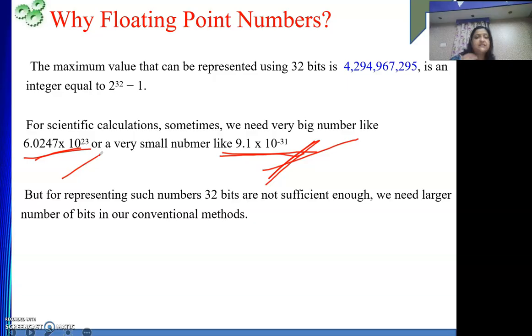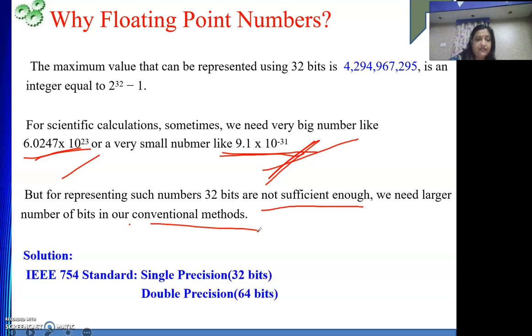But for representing such numbers, 32 bits are not sufficient in our conventional method of representing numbers, right? In binary, how we represent this will not be sufficient using 32 bits. Then to solve this problem, we have used one method. The solution is nothing but the IEEE 754 standard.